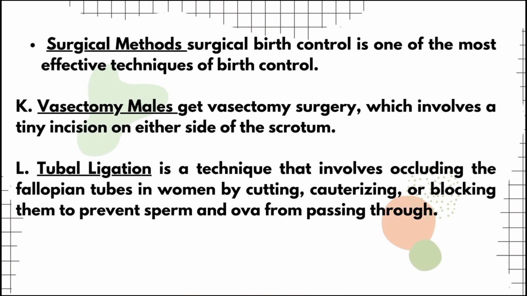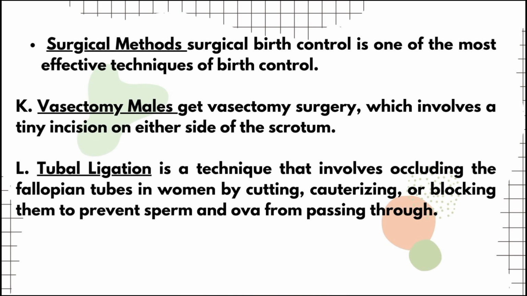The last contraception method is the surgical methods. Surgical birth control is one of the most effective techniques of birth control. There are only two types of surgical methods, and the first type is vasectomy. Males get vasectomy surgery, which involves a tiny incision on either side of the scrotum. Vasectomy is a minor operation that stops men from being able to get a woman pregnant. The tubes that carry sperm from a man's testicles to the penis are cut, blocked, or tied.